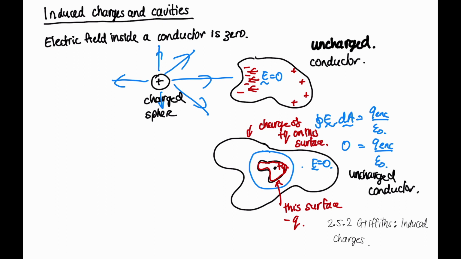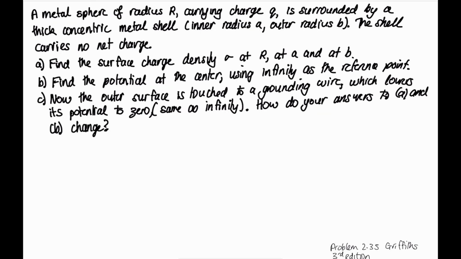So you have seen some problems like this in Physics 1B, but let's have a look. Let's solve another problem making use of this now. So in this problem, we have a metal sphere of radius r. So let's just sketch this out as we go. Here's our metal sphere with radius r, and it's got a charge q.